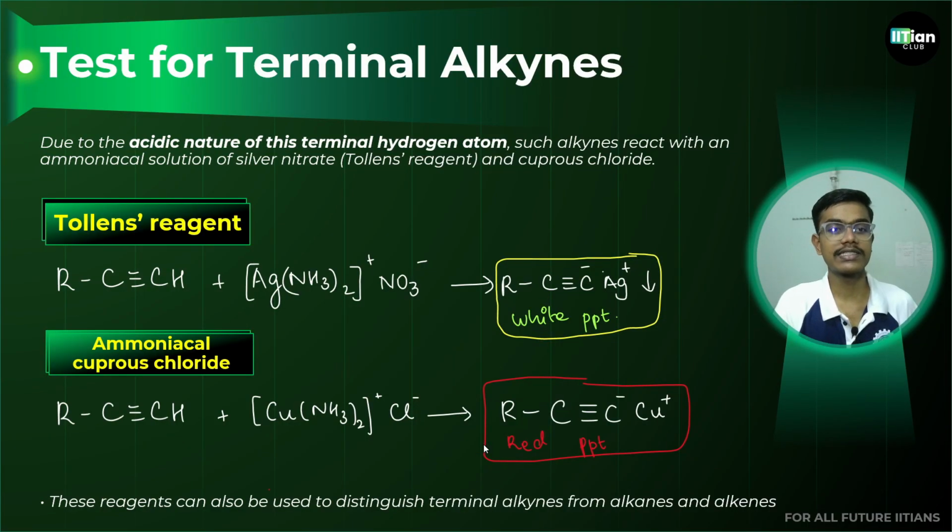Next, we have tests for terminal alkynes. This is because of the acidic nature of the terminal hydrogen atom. They will react with Tollens reagent and ammoniacal cuprous chloride. In case of Tollens reagent, it will form a white precipitate, and when you use ammoniacal cuprous chloride, you will have a red precipitate. So this can be used as a test for terminal alkynes.